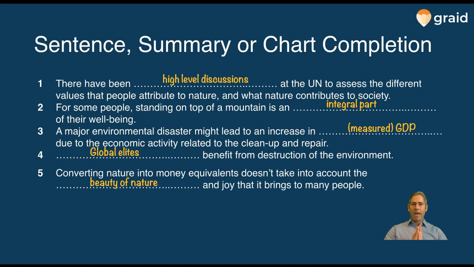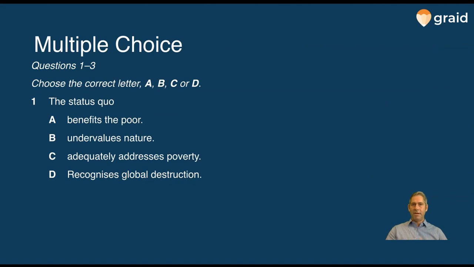When we fill in the blank with those three words, we check that it makes sense. Converting nature into money equivalents doesn't take into account the beauty of nature and joy that it brings to many people. So there we have it, sentence completions using scanning. Let's move on to the last set of questions, a very common one on the test, multiple choice questions. How to do multiple choice questions?